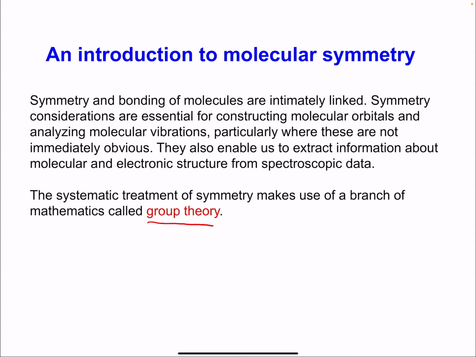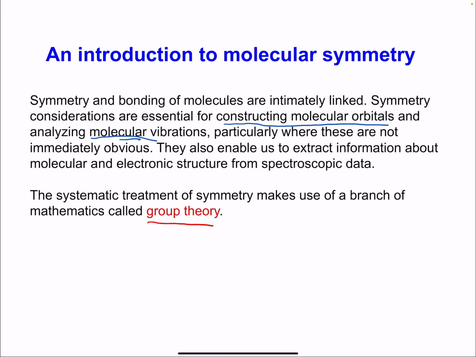Okay, so group theory is dealing with the symmetry information about molecules. For any given molecule, they have symmetry properties. Symmetry and the bonding of a molecule are closely related. So when we consider symmetry information of a molecule, then we can get many useful information from the molecule.